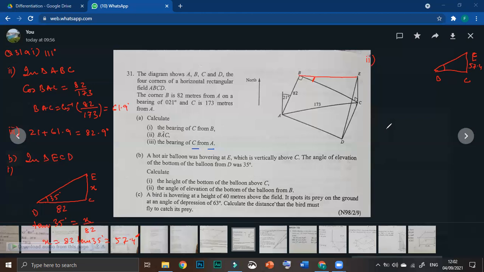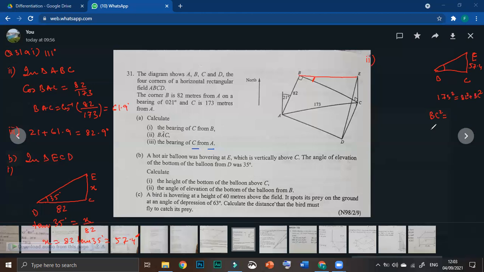Sir, we can find it from BC. How? Which triangle will we use? Sir, in triangle BCA, the angle given was 21 plus 69. We can use the Pythagoras rule to find out BC. Okay. 173 square is equal to 82 square plus BC square. Now BC square is equal to 173 square minus 82 square.